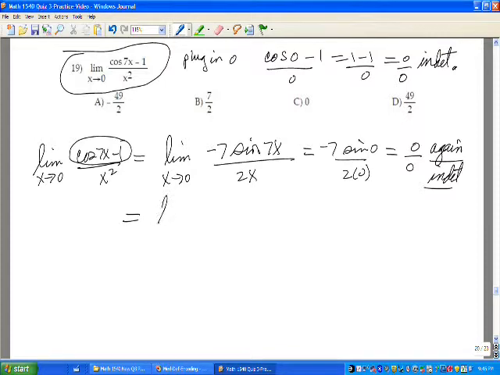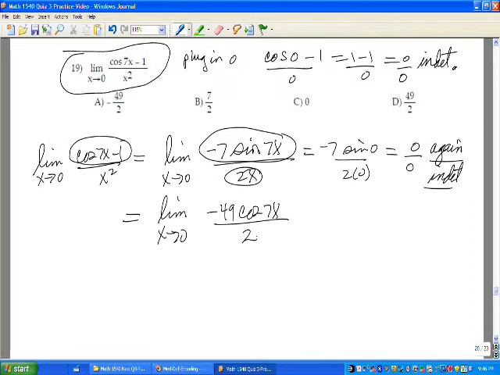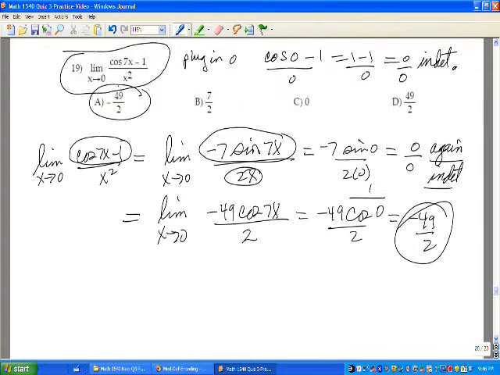L'Hopital's rule says that we can take the limit as x approaches 0 of the derivative of the numerator, which is going to be minus 49 cosine of 7x. The derivative of the denominator is 2. And this equals minus 49 cosine of 0, which is, of course, 1, divided by 2. So the answer is minus 49 halves. And we got this fairly easily. The answer is A.